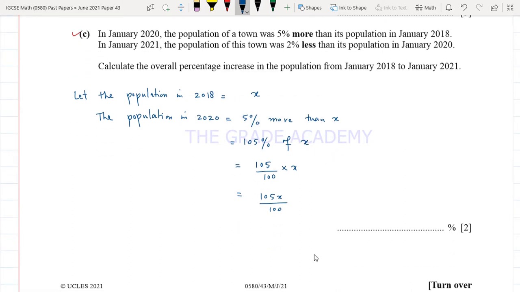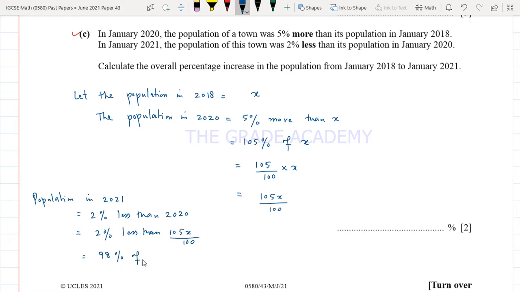Now the population in 2021 is 2% less than its population in 2020, which is 2% less than this value, 105X over 100. So we have to decrease this quantity by 2%. So we are going to take 98% of 105X over 100, which is equal to 98 over 100 times 105X over 100.